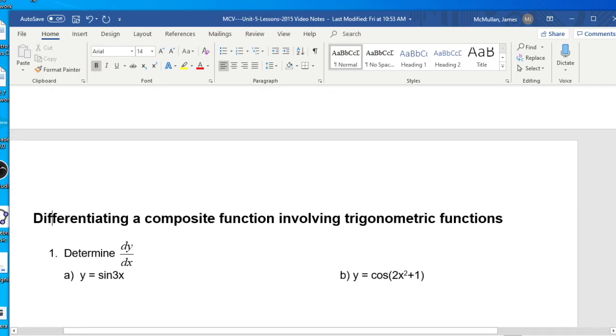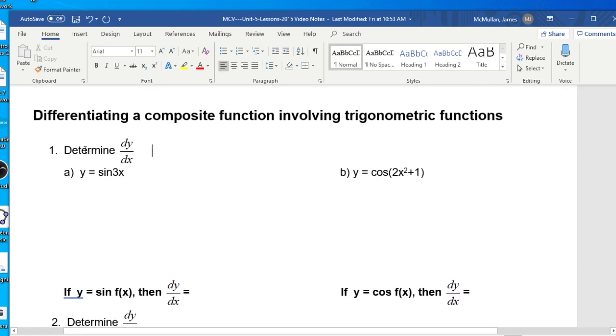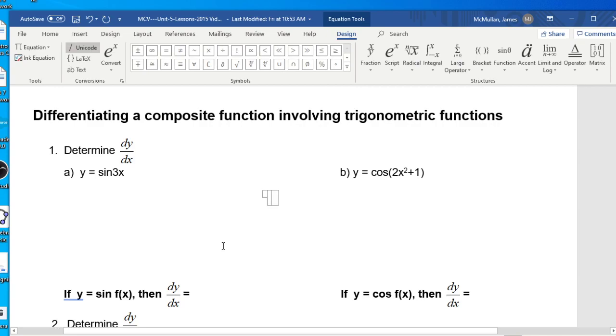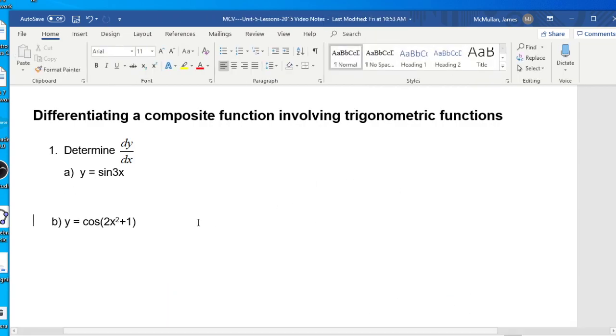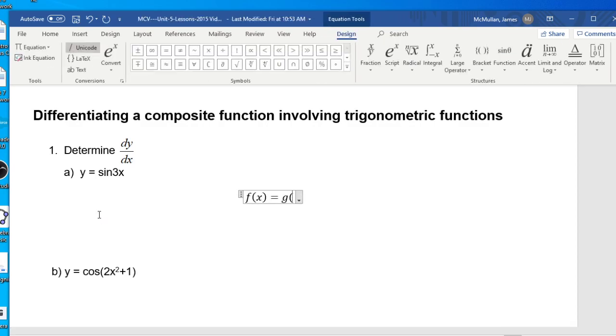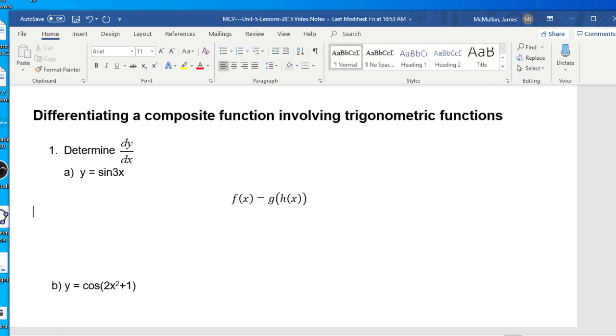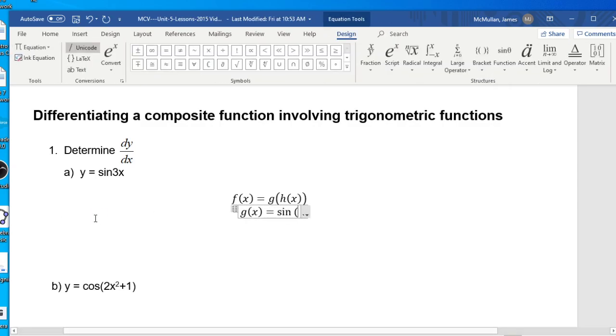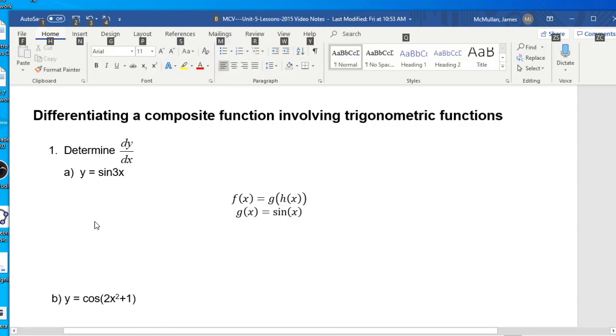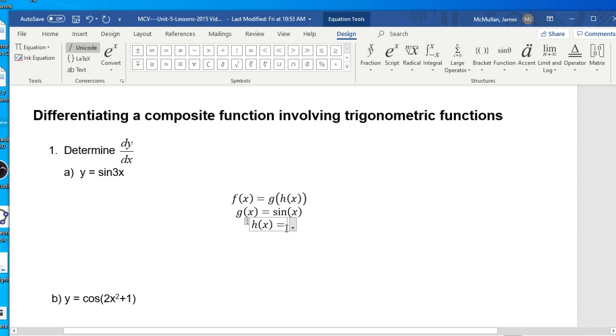Let's take the derivative using the chain rule. Remember, the chain rule is very straightforward. Let's write it out: f of x is equal to g of h of x, an outer function and an inner function. In our case here, the outer function is sine x, and the inside function is 3x.